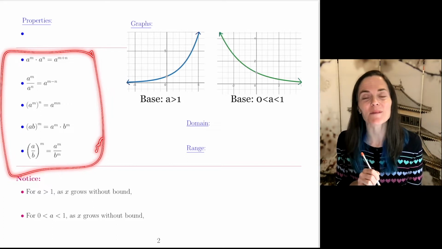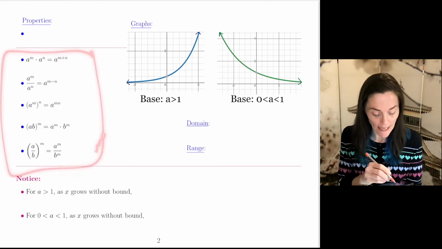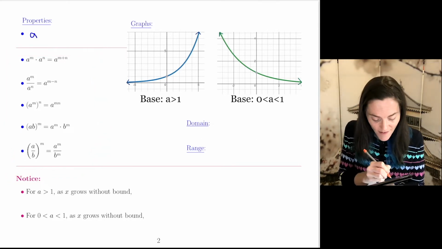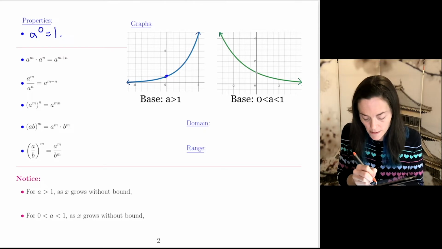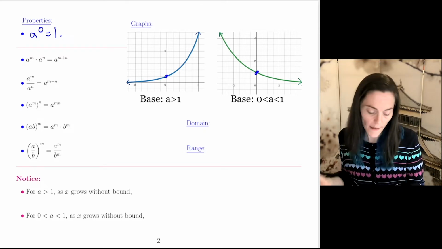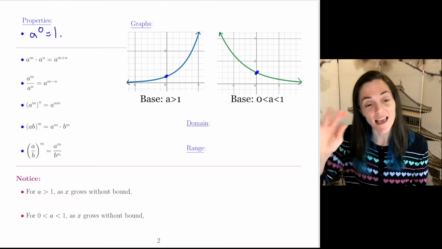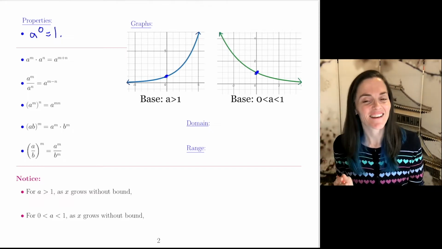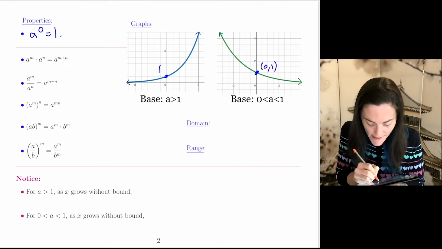But there's one more property that we've seen on the last page that is definitely worth mentioning, and that is a to the 0 is always 1. And so in particular, no matter the base, the point (0, 1) will be on the graph of the exponential function. X equals 0, y equals 1. Very nice. Maybe I will put it here, (0, 1) and (0, 1).